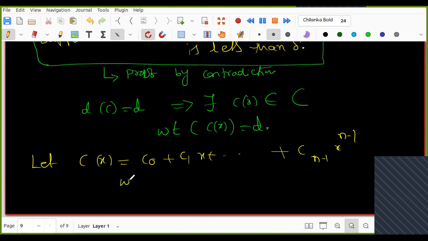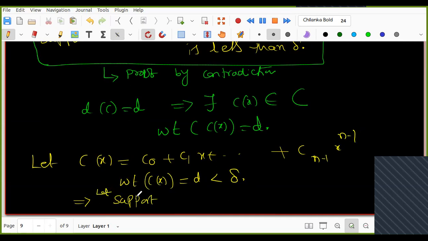And now the weight of C(x) is equal to d, and it is less than delta. So there is a support, right? Support means where the coefficients are not equal to 0. Let us call the support of C(x) some vectors.